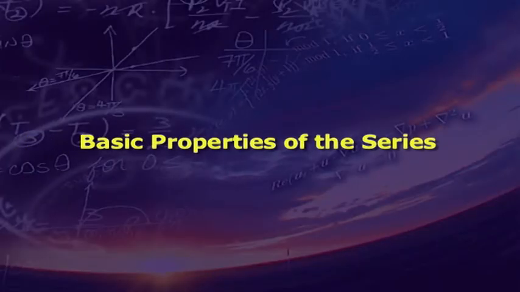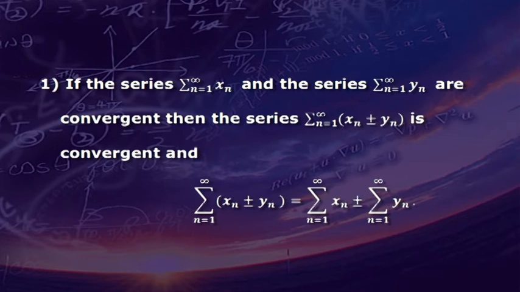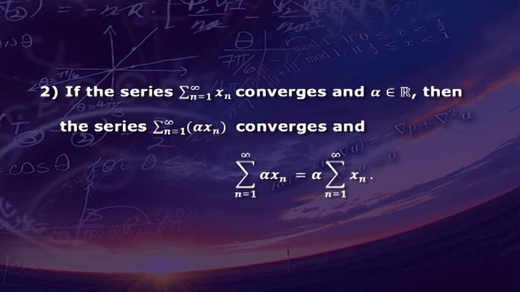Basic properties of the series. 1. If the series sigma x_n and the series sigma y_n are convergent, then the series sigma x_n plus or minus y_n is convergent, and sigma (x_n plus or minus y_n) is equal to sigma x_n plus or minus sigma y_n. 2. If the series sigma x_n converges and alpha belongs to the set of reals R, then the series sigma alpha x_n converges and sigma alpha x_n is alpha times sigma x_n.